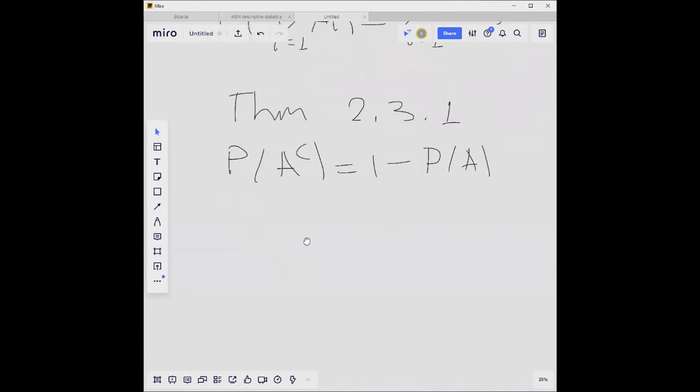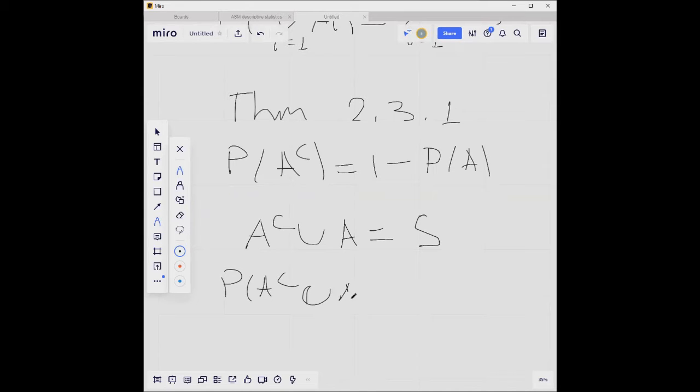All right, let's prove it. By definition, A complement union with A is the whole sample space. So we have our event A, and everything that is outside of our event, the union of those two is the whole sample space. Then the probability of A complement union with A might be expressed as the probability of A complement plus the probability of A.